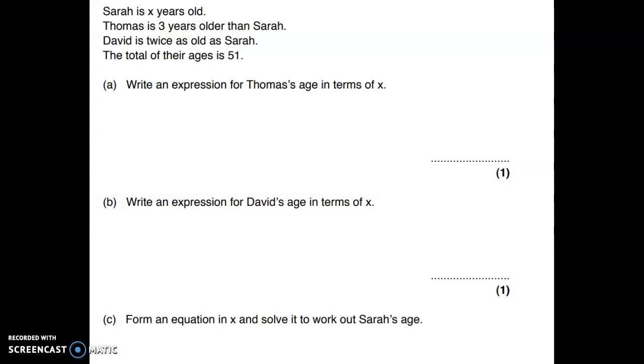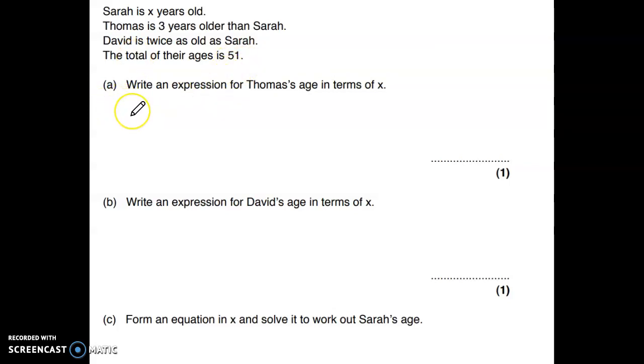Right, a quick video on forming and solving equations. This is a typical question. We see here that Sarah is X years old, so we don't know how old Sarah is, but we know she's X years old. Thomas is 3 years older than Sarah. David is twice as old as Sarah, and the total of their ages is 51.